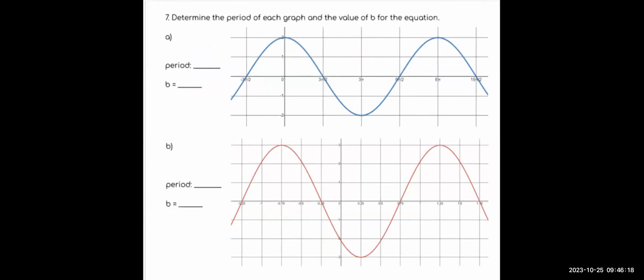I hope you can read those tiny numbers. Yep, 6 pi. So we're looking for the length of one cycle. A good place to look for this one is from this maximum to this maximum. Okay, so the period is 6 pi, and so now we can easily find B.